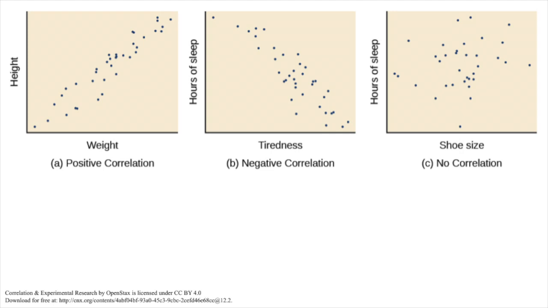Scatter plot C is labeled no correlation and shows scattered dots having no pattern. The x-axis is labeled shoe size and the y-axis is labeled hours of sleep. Scatter plots are a graphical view of the strength and direction of correlations. The stronger the correlation, the closer the data points are to a straight line. In these examples, we see that there is a positive correlation between weight and height, a negative correlation between tiredness and hours of sleep, and no correlation between shoe size and hours of sleep.